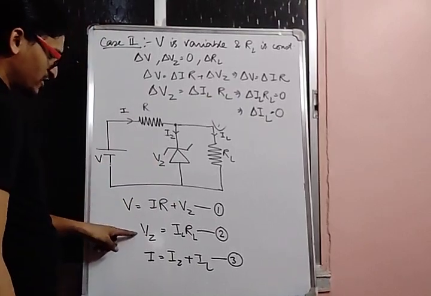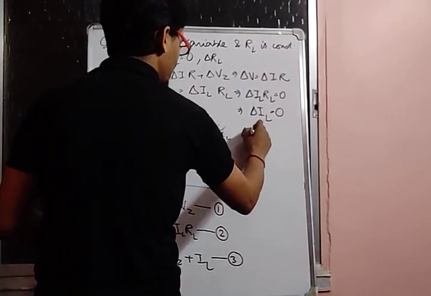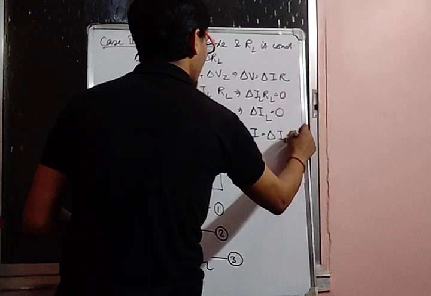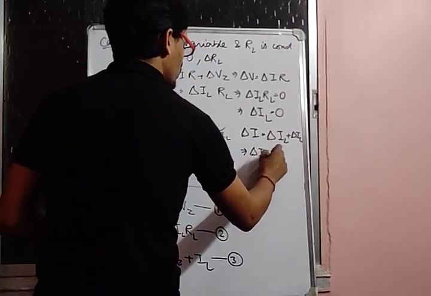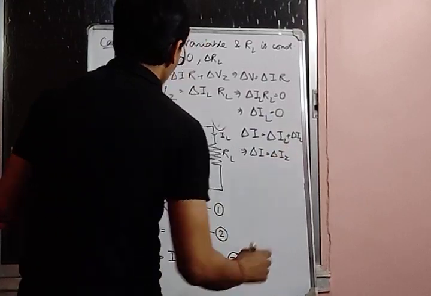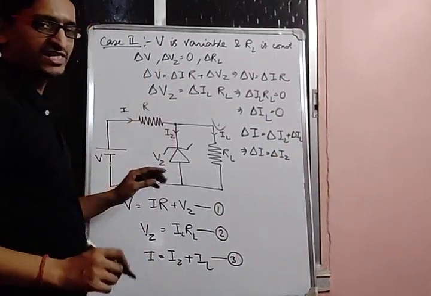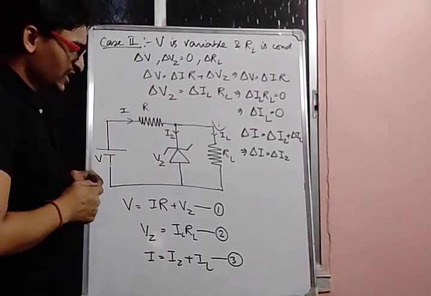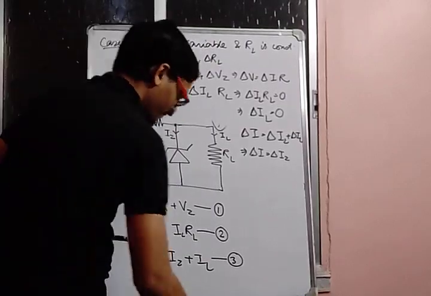And what about equation number 3? If I consider equation number 3, then delta I equals delta Iz plus delta IL. Delta IL is 0, so delta I should be equal to delta Iz. So the increase in the current supplied by the source will be the same as the increase in the current flowing through the Zener diode. In this way, we can use this Zener diode as a voltage regulator.